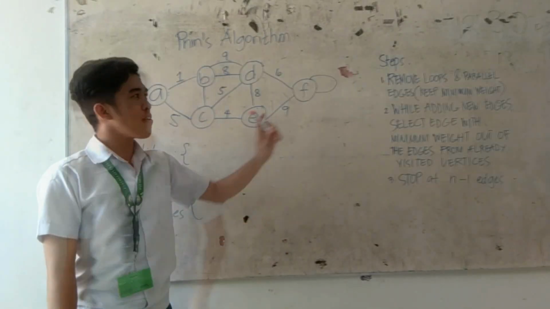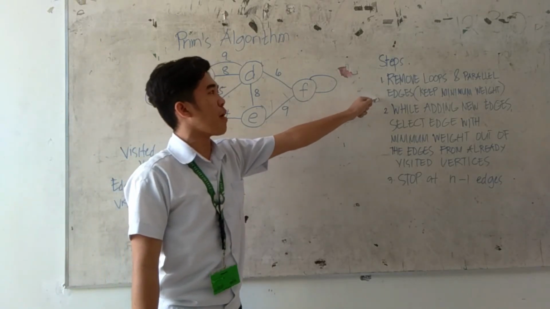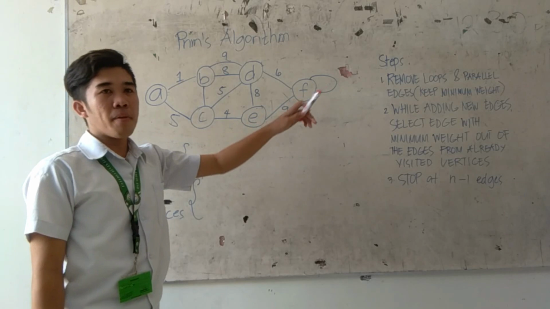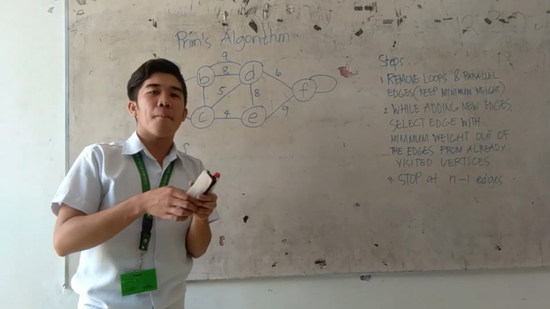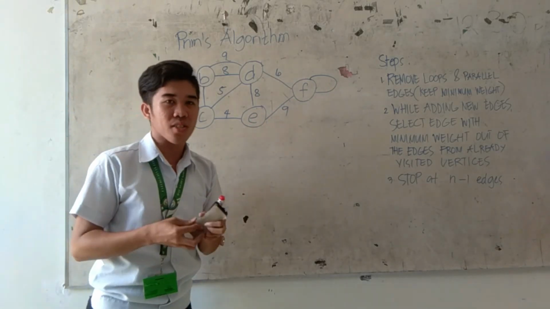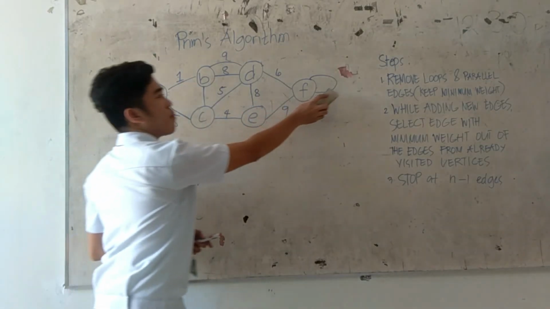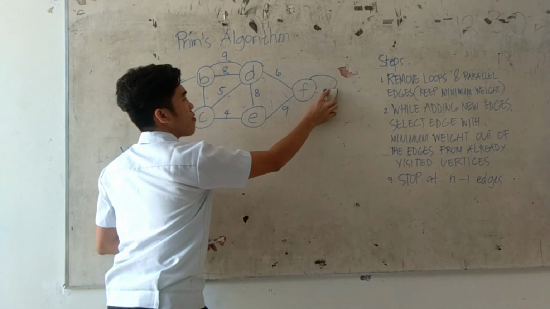So the first step is to remove the loops and the parallel edges. By removing the loops, we simply remove them without any consideration to their cost. So in the graph, where is the loop? Here's the loop. Now we simply remove it.